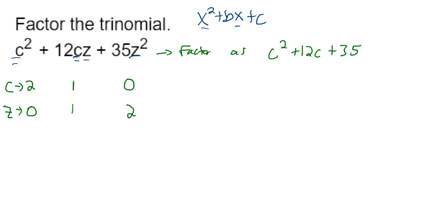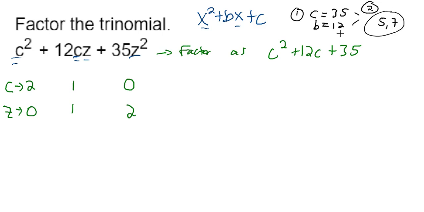All right. So let's go ahead and factor this. Step 1, identify c and b. C is 35, b is 12. They're both positive, so this is kind of the best case scenario. Find two numbers that multiply to 35 and add to 12. It's going to be 5 and 7. All right. 5 times 7 gives you 35. 5 plus 7 gives you 12.